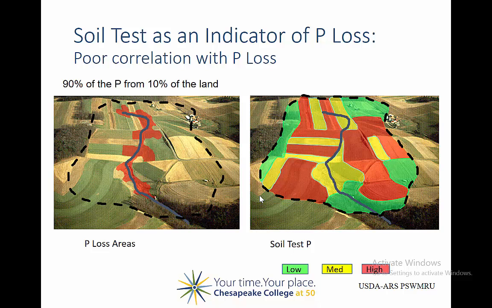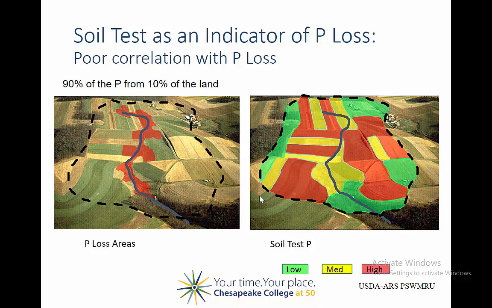And they have determined through their years of studying this that these red highlighted areas on the left side here are responsible for 90% of the phosphorus that's being lost from that whole watershed. 10% of the area in that watershed is responsible for 90% of the phosphorus that's being lost at the outlet from that whole watershed, all right?